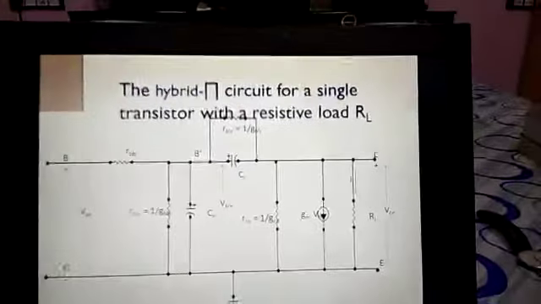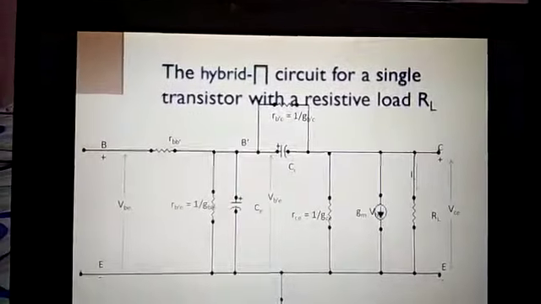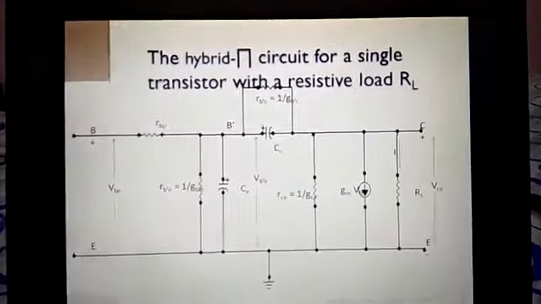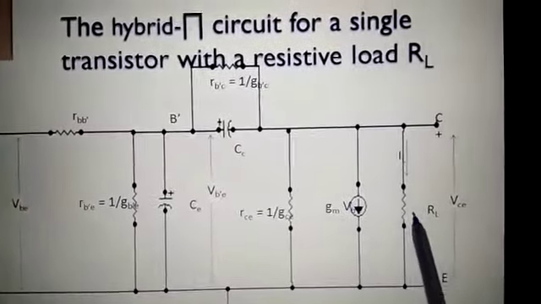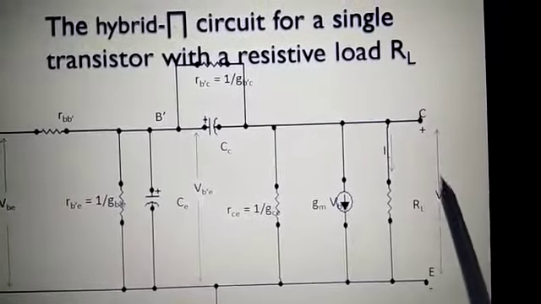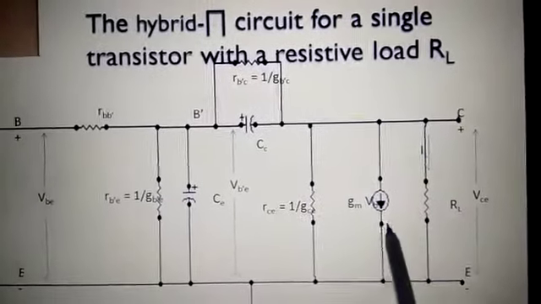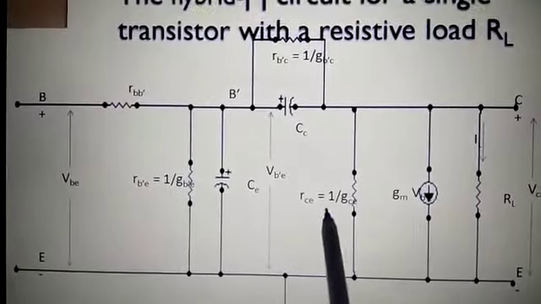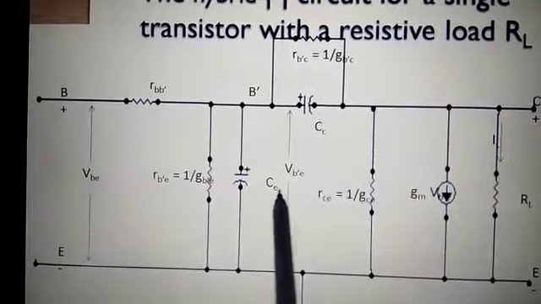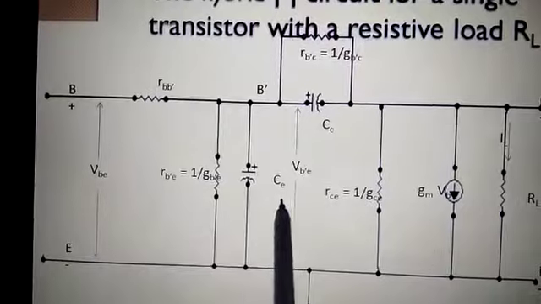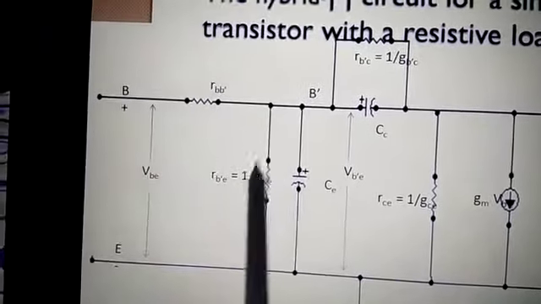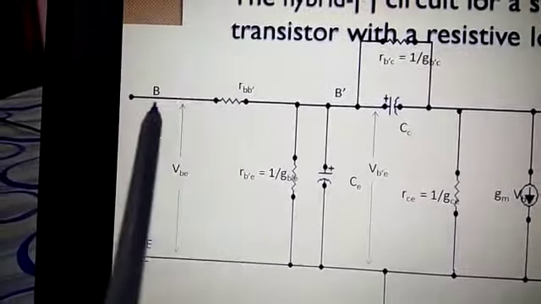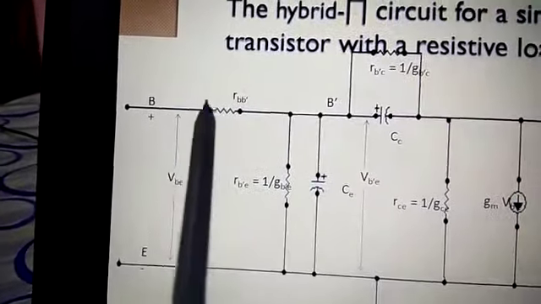The hybrid pi circuit for a single transistor with a resistive load, a complete circuit, is shown here to calculate the current gain with a resistive load. This is the resistive load RL connected here. This is the collector to emitter voltage VCE. This is the current source gm into Vi. This is RCE in terms of conductance. This is the voltage shown here, VB'E. This is the capacitance CE. This is RB'E. This is the base spreading resistance RBB'. This is the base terminal, this is the emitter, and this is VB.